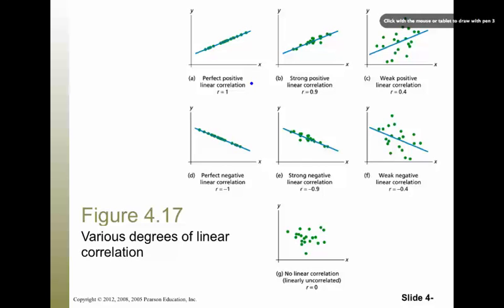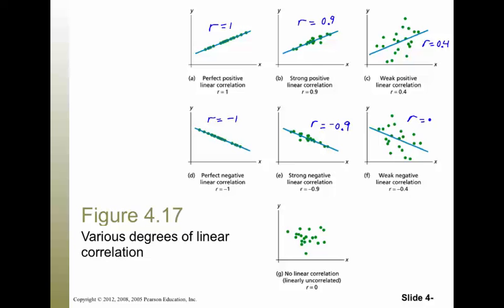Here's R equals 1. This is R equals 1. This is R equals 0.9. Here's R equals 0.4. And then here's R equals -1. R equals -0.9. And then -0.4. Here's R equals 0.